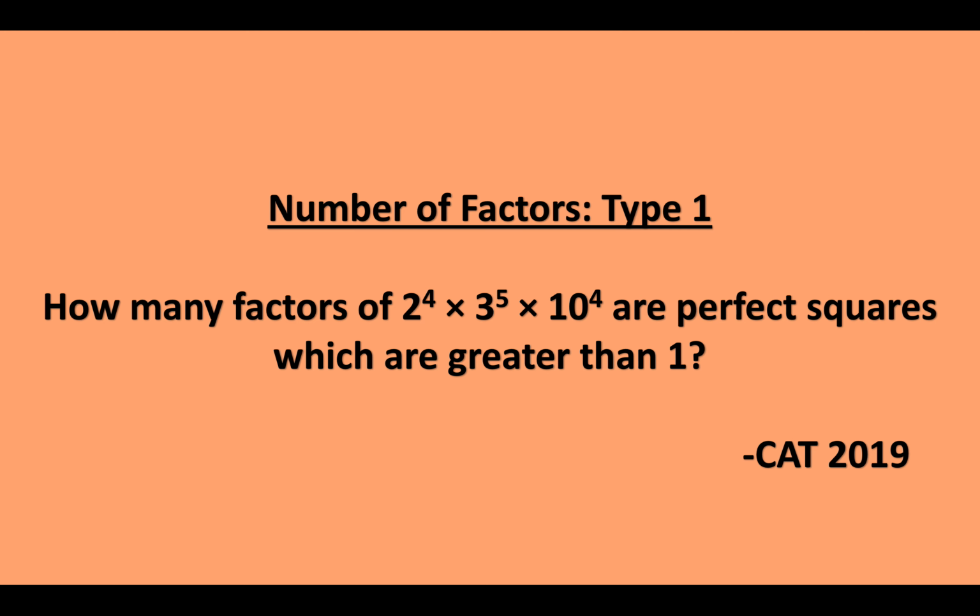Now let's look at the first question type that we have. This is the question that we started with, the CAT question. How many factors of this number are perfect squares which are greater than 1? Now we know how to calculate the number of factors, but now they're asking us to calculate the number of factors which are perfect squares and greater than 1.